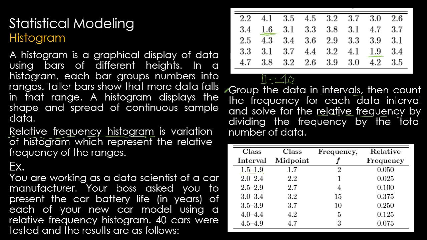After you did your interval, you find your frequency, then you determine your relative frequency. And you do that for all of your data. Okay, so at the 2.0 to 2.4 range, there is only one data, which is 2.2. So therefore, your relative frequency is 1 divided by 40, that is 0.025.